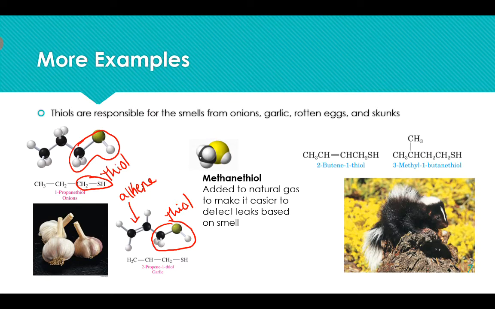Methane thiol is the compound that you all recognize as the smell of a gas leak, like the natural gas in your house. That compound, methane, is normally scentless, and so the addition of methane thiol allows us to smell and easily detect when there is a gas leak. Then these are the compounds responsible for skunk smells, and you can see that there's a thiol group on both ends of each of these molecules.